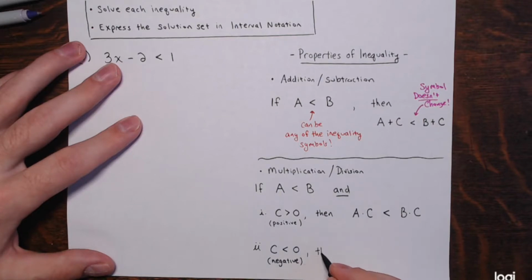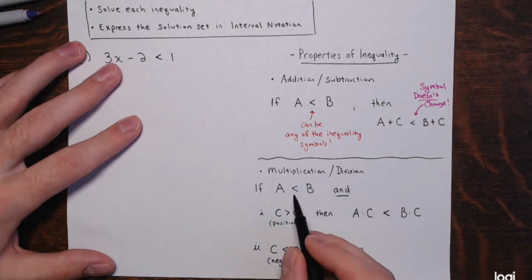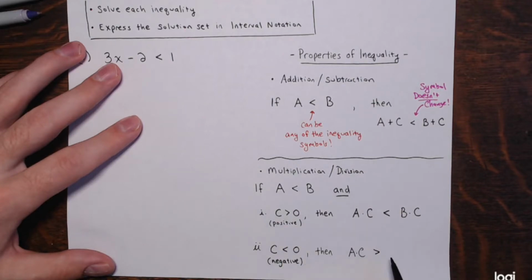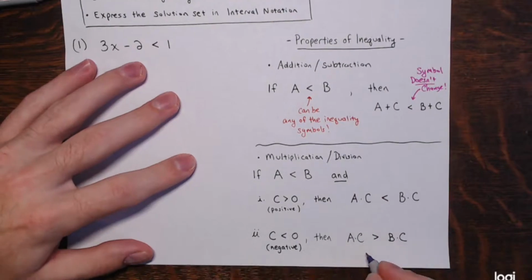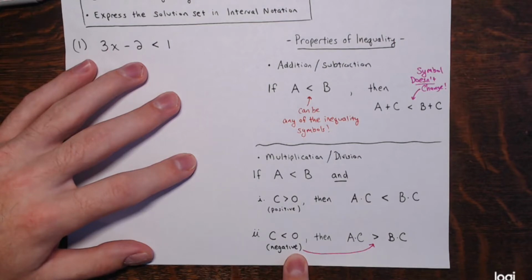Well, then A times C will be greater than B times C. Same thing for division. A divided by C would be greater than B divided by C. So you see here, when you multiply or divide both sides by a negative number, and this is for negative numbers only, positive didn't do anything to the symbol.